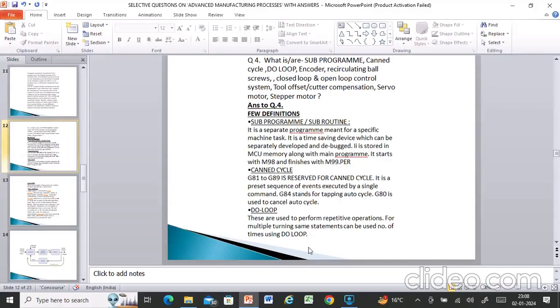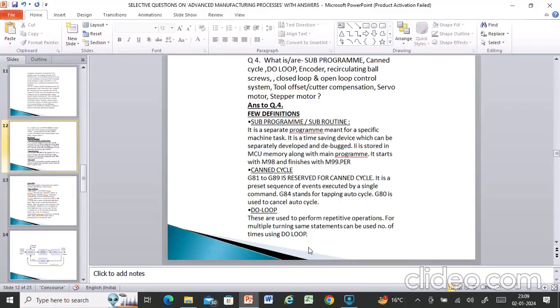Actually, we say that CNC machines are very costly. Why are they costly? They are costly because the entire mechanical systems are completely different from that of a conventional machine. The conventional machine has screws which are friction guides, and in the case of a CNC machine, they are all ball screws.